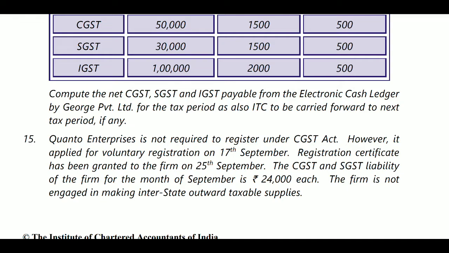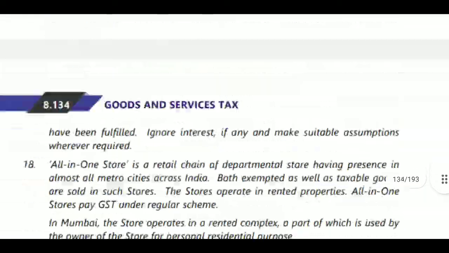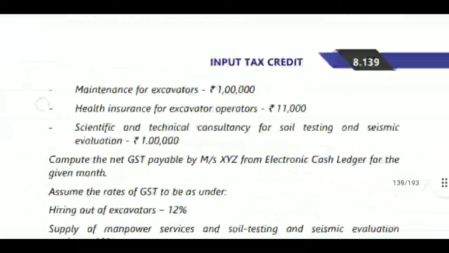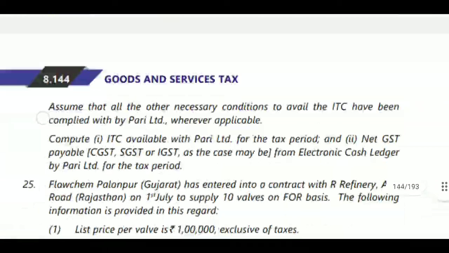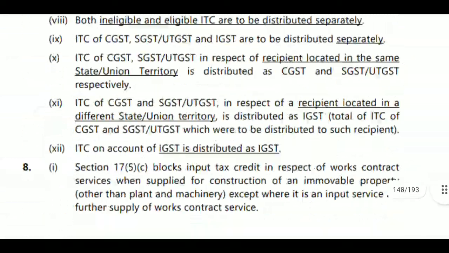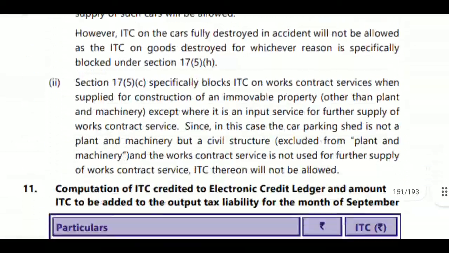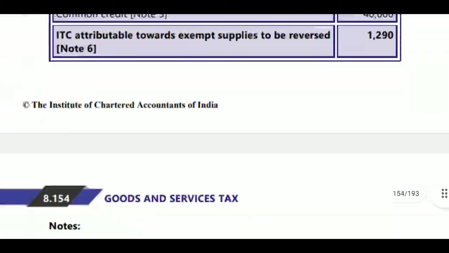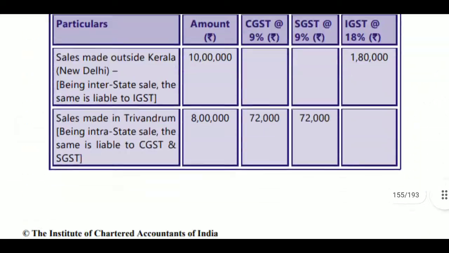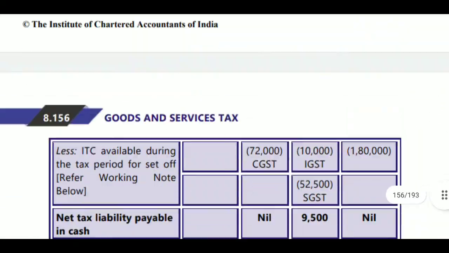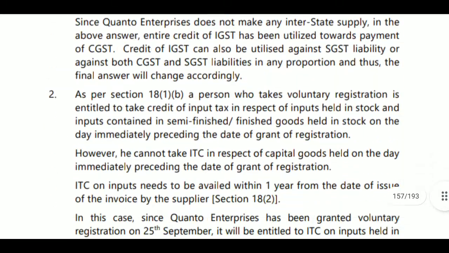This IGST we can use for CGST and SGST, or only for CGST, or only for SGST, whatever apportionment. First utilize it for the IGST amount. After that you can utilize it for any amount pending. So in the question, what they have given, they are used.